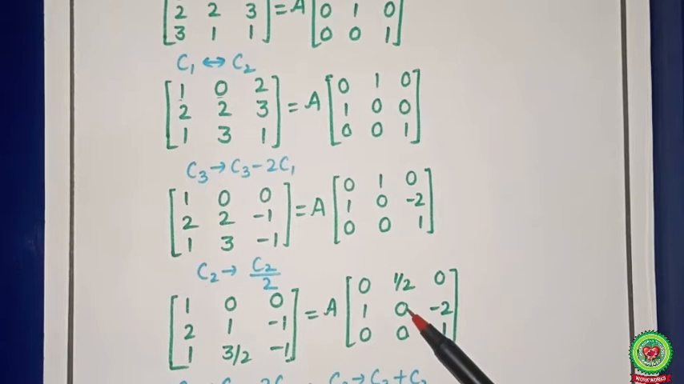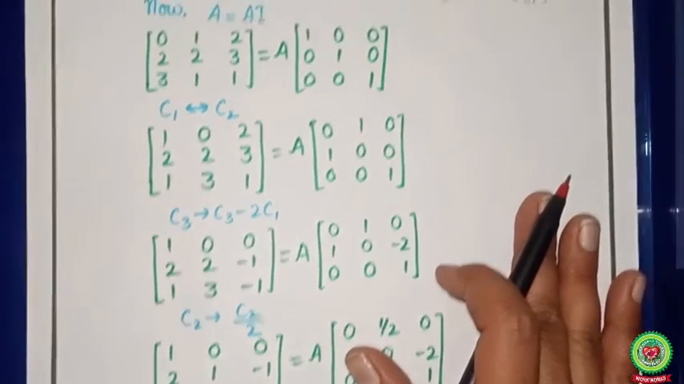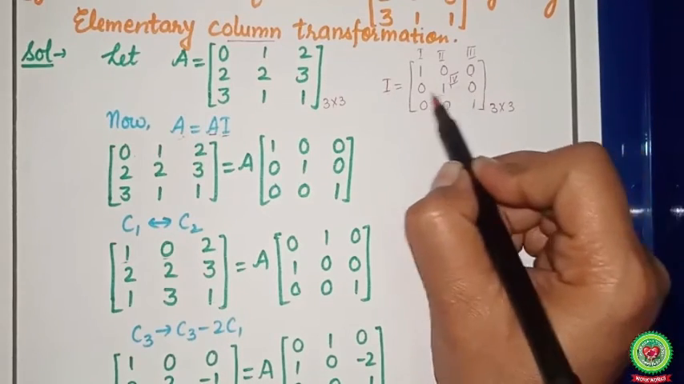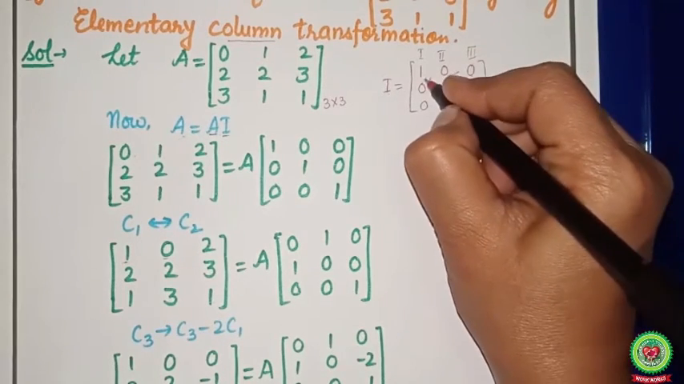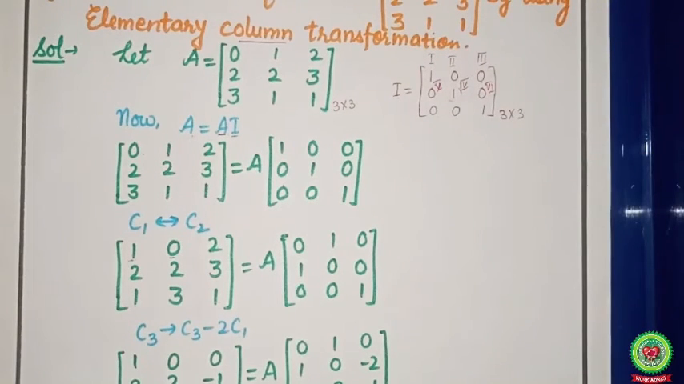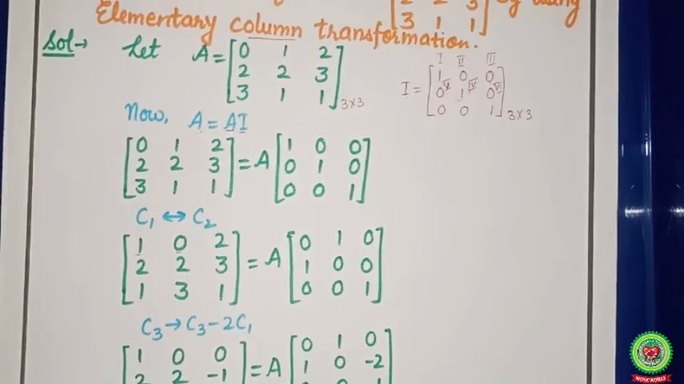So 1 by 2, 0 by 2 will be 0, 0 by 2 will be 0. Now we get this element. Now with the help of the second column, we will make these two zeros. So fifth, we will work for this one and sixth. This order should be followed in solving the question.